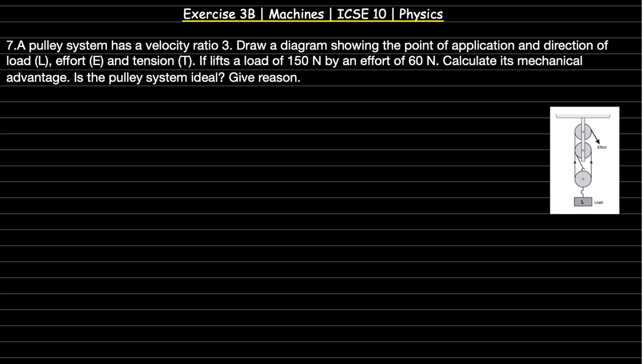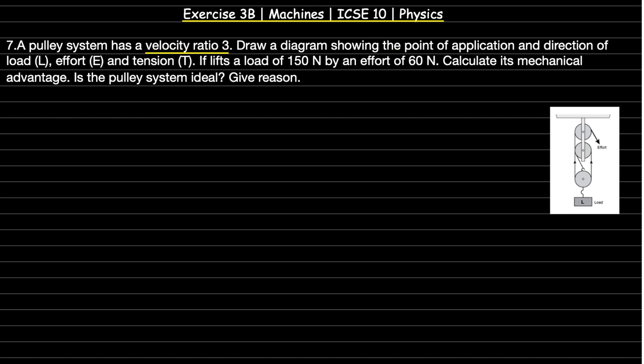Starting with the 7th question. A pulley system has velocity ratio of 3. So velocity ratio given here is 3. Draw a diagram showing the point of application and direction of load, effort and tension. Since it was really difficult to draw it over here, I just imported an image.